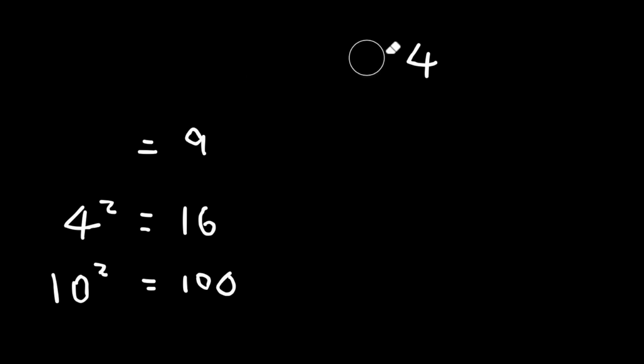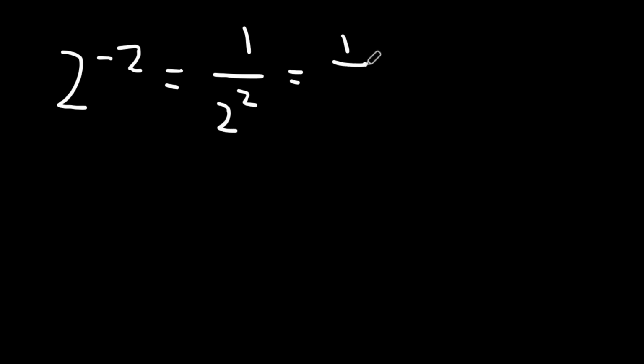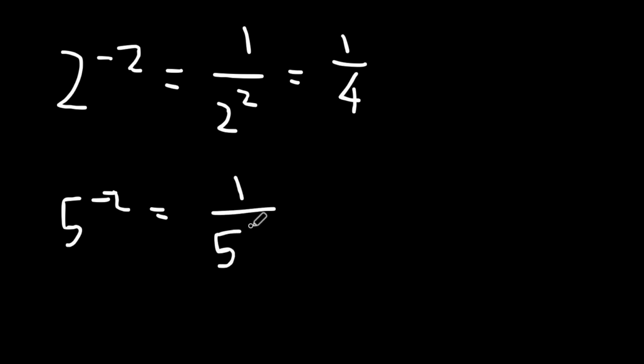But all of these are positive numbers. What about when we have some negative numbers? 2 to the power of negative 2 is the same as 1 over 2 to the power of 2, which is 1 over 4. And similarly, any number to the power of a negative number is the same as 1 over that power. So you get 1 over 25.